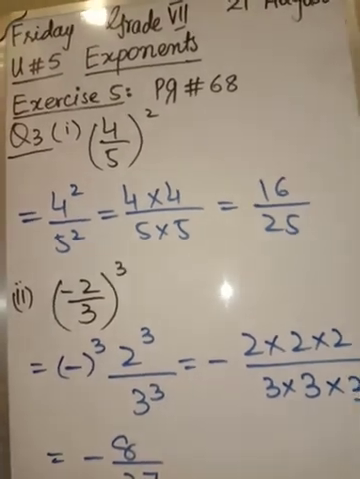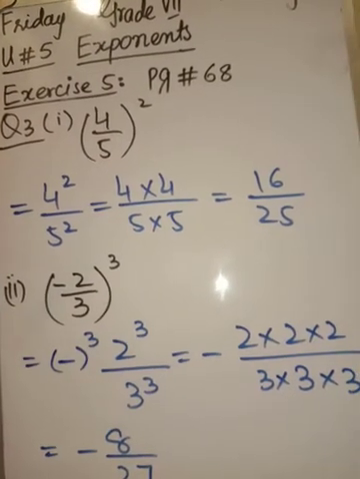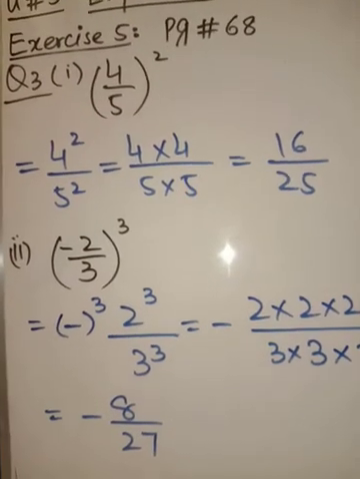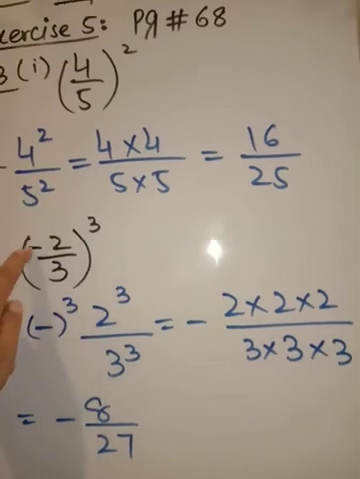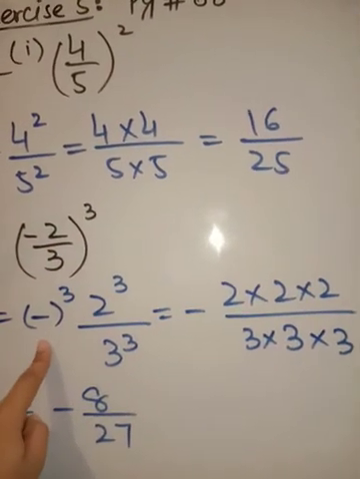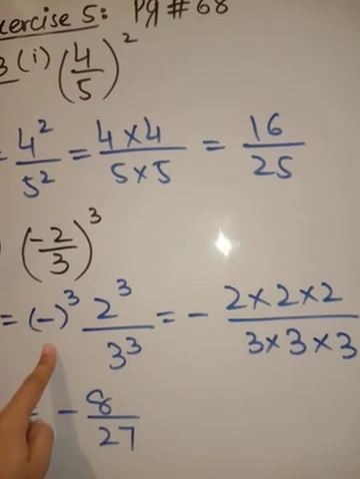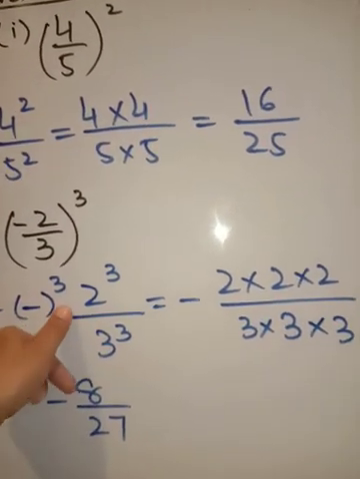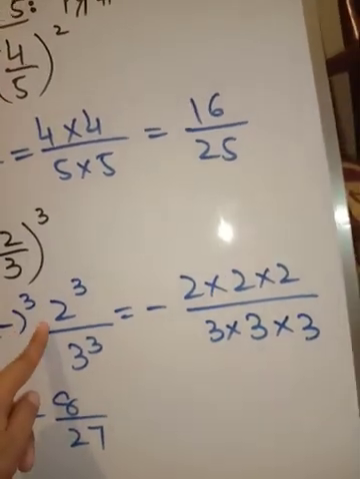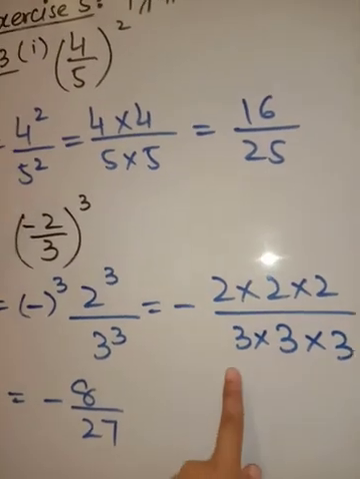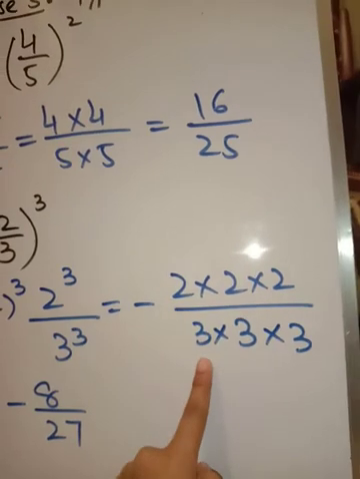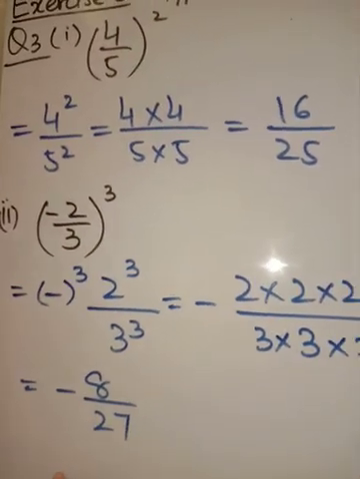Write in the form of rational numbers, which means you have to write the answer in p over q form, in a form of fraction. In part 2, we have minus 2 by 3 whole cube. Minus cube, 2 cube, 3 cube. Minus is here, so we take the cube of minus also. Whenever we have a negative sign raised to a positive odd number, the answer will also be negative. 2 cube means multiply 2 three times, and 3 cube means multiply 3 three times. 2 2s are 4, 4 2s are 8, 3 3s are 9, 9 3s are 27. Understand?